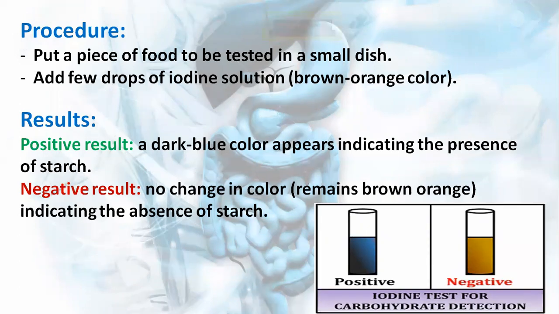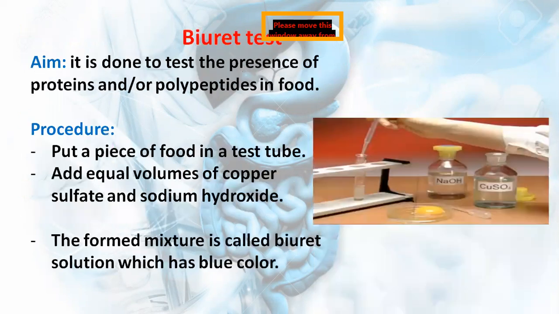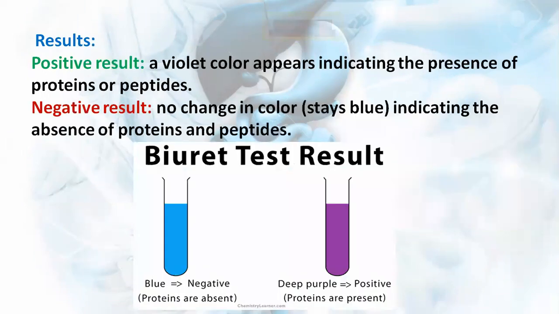So here we have two tests. Fehling test for reducing sugar. It gives brick red precipitate if it's positive, and it remains blue if it's negative. The iodine test gives dark blue color with the starch. If there is no starch, the solution remains brown orange in color. Test number three, it's the Biuret test, which is done to identify the presence of proteins and/or polypeptides. If the food gives a violet or purple color, this means that we have proteins and/or polypeptides. However, if there are no proteins and/or polypeptides, the solution remains blue.